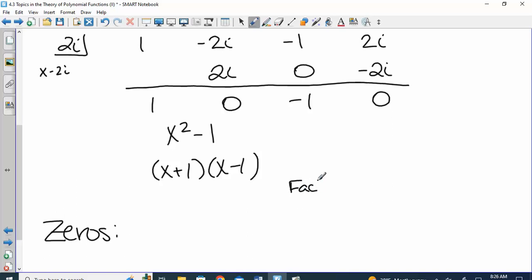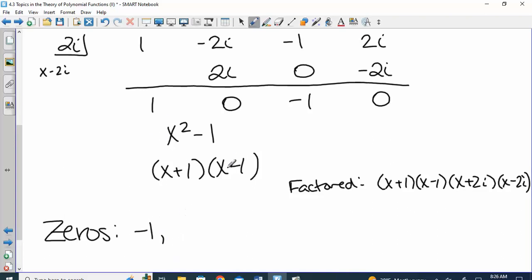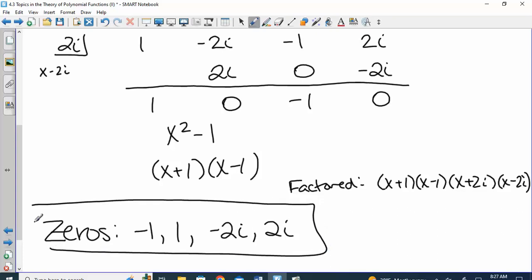If I asked for the factored form, you would have x plus 1, x minus 1, x plus 2i, and x minus 2i. If I ask for the zeros, that doesn't include the x's, so what makes x plus 1 zero? Negative 1. And x minus 1 gives 1. And then we had the negative 2i and the positive 2i. So again, it was x to the 4th, so we get 4 zeros. The degree tells you how many zeros you get.